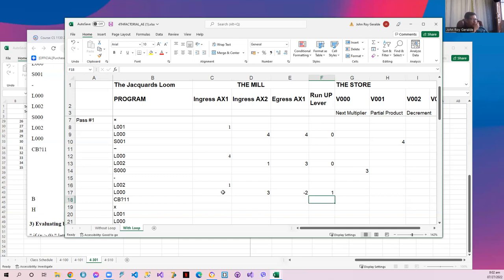Now, the next command is CB, print 11. CB means count backwards, or CF means count forward. It's actually if run-up lever is 1, go back 11 steps, okay? So, how will we proceed? Shall we go back or shall we move forward? Backwards or forwards? Anyone?